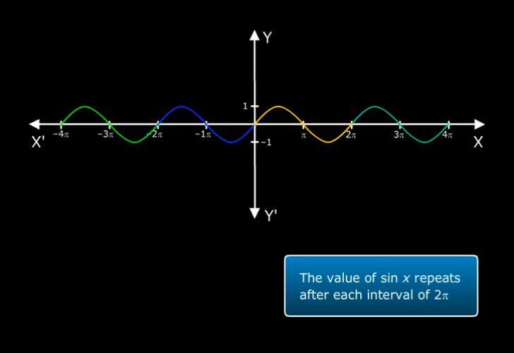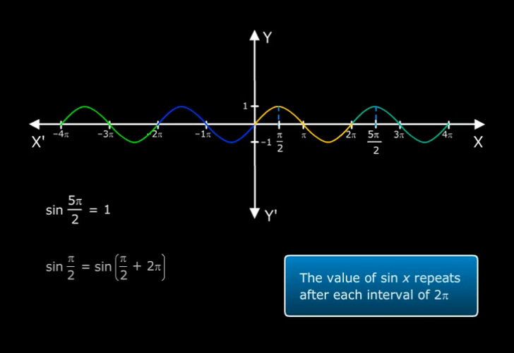You don't believe me? Go back to the graph. Look at sin pi by 2. Its value would be 1. Now what is pi by 2 plus 2 pi? Simple calculation. 5 pi by 2. So look at the value of sin 5 pi by 2 now. Its value is also 1.